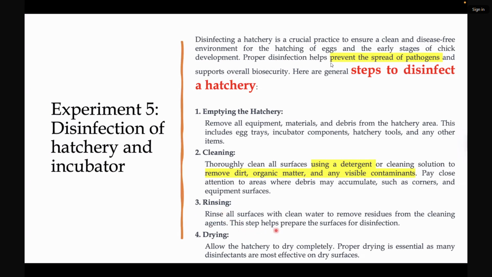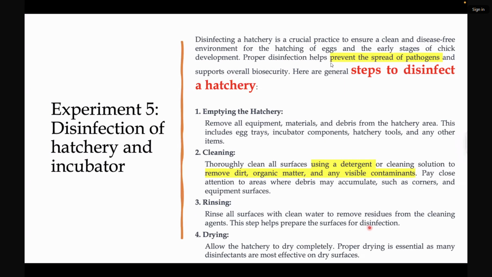Now, the process of rinsing is important to prepare the equipment surfaces for disinfection. Because if there are detergents on the surface of the equipment, and then we are putting the disinfectants, that may not work properly.